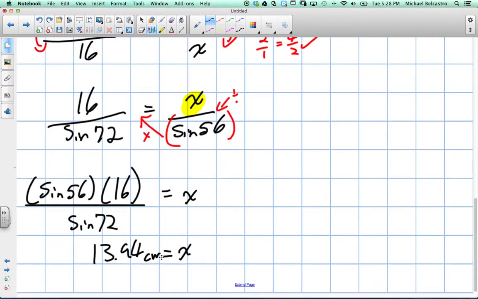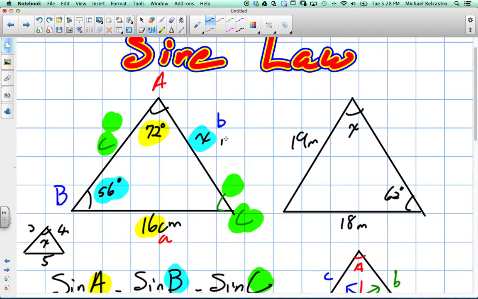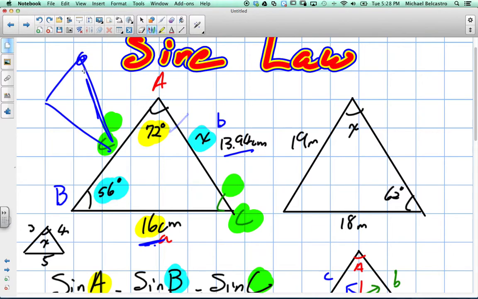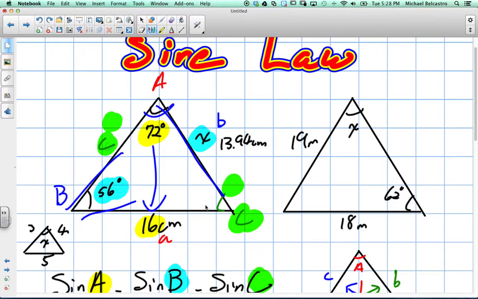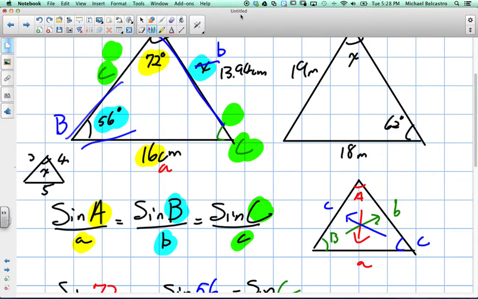So we just solved for this side. And we're going to use some logic here, 13.94 centimeters. Which of these angles was larger, A or B? A. Which of these sides was larger, A or B? A. Think of it like a mouth opening. The wider we open the mouth, the farther the distance is from the top of our mouth to the bottom of our mouth. So the larger angles should have the larger opposite sides, right? Because this is a smaller opening, the difference is not as much. Does that make sense? Okay, so that's how to solve a side.